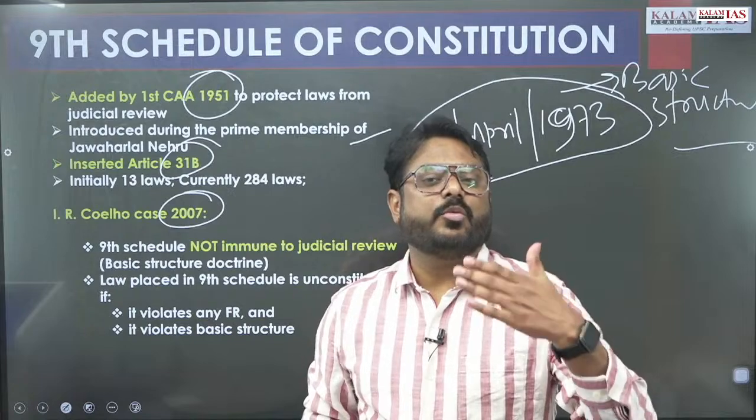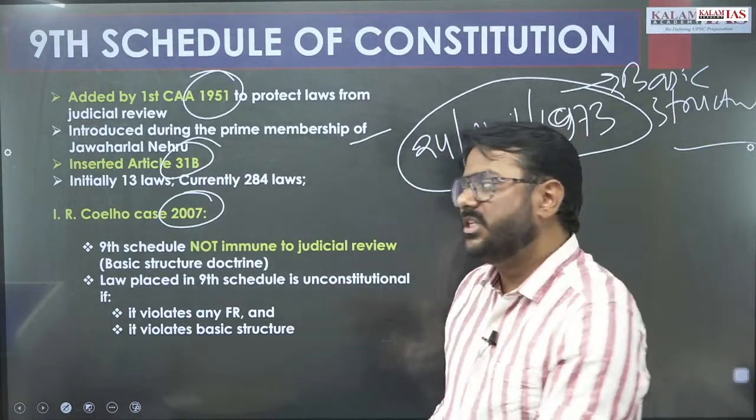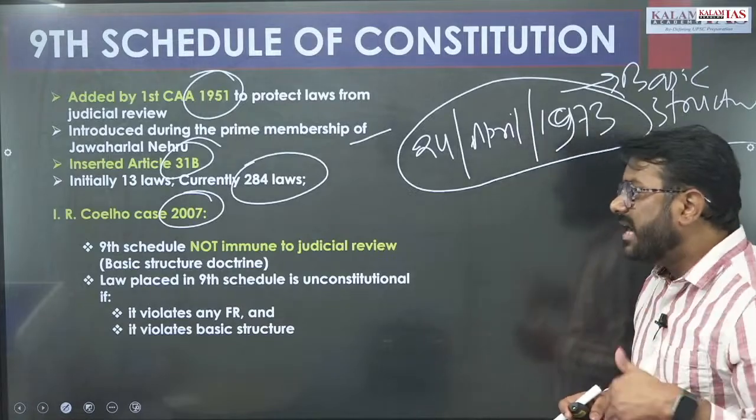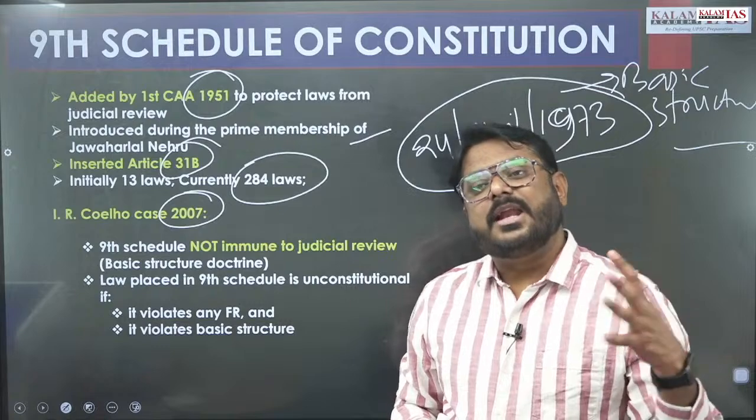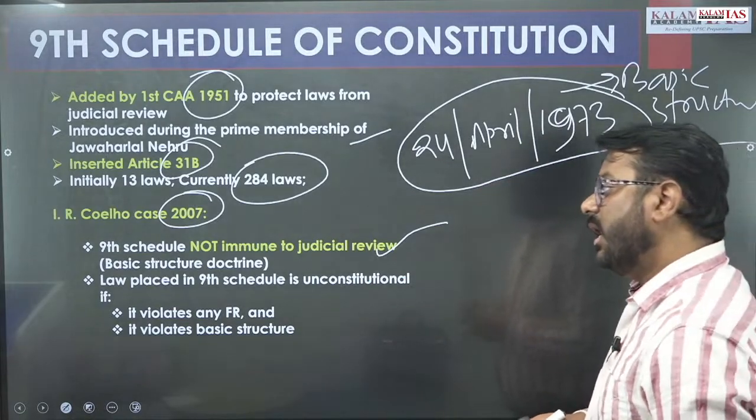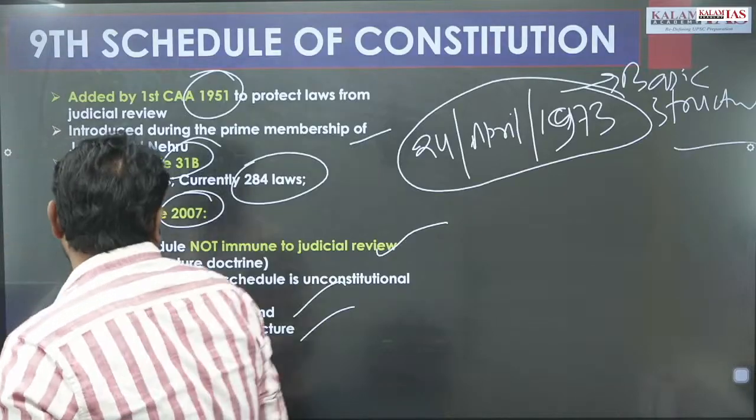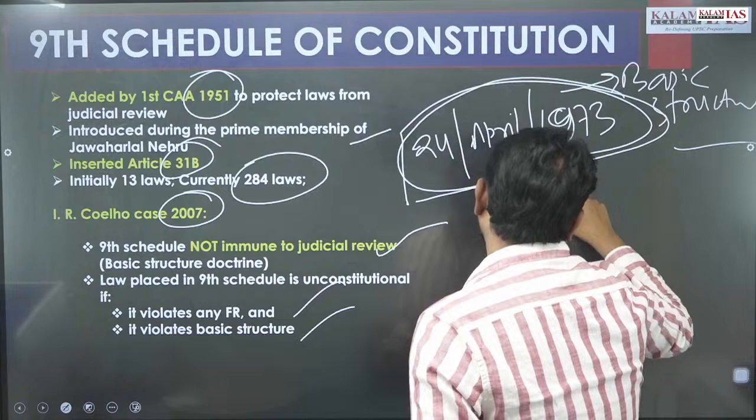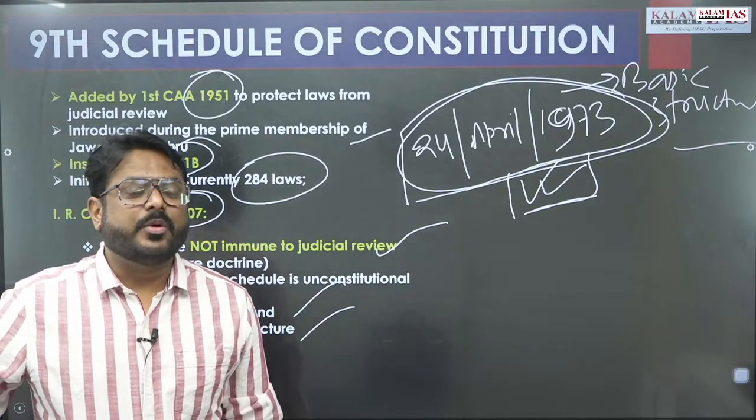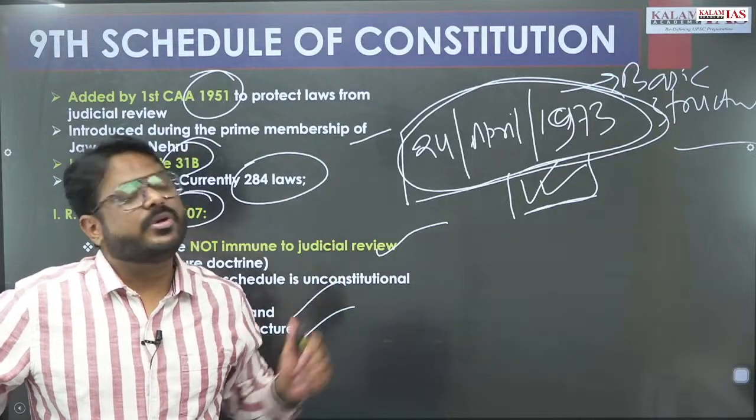Means you will have to check whether it is constitutionally valid or not, whether any law which is put inside, means this 284 laws, whichever law is being put inside the 9th schedule of the Constitution of India, whether that is violating the basic structure doctrine or not, whether that is violating the Constitution of India or not, so that is being checked. So the law placed in the 9th schedule is unconstitutional if it violates any fundamental rights and it violates the basic structure doctrine, right? और ये बोला गया कि 24 अप्रैल 1973 के बाद जितने भी एक्ट्स आए उन सब की कॉन्स्टिट्यूशनलिटी चेक की जाएगी, right, whether they are passing this basic structure test or not, right? So now the judicial review is there.